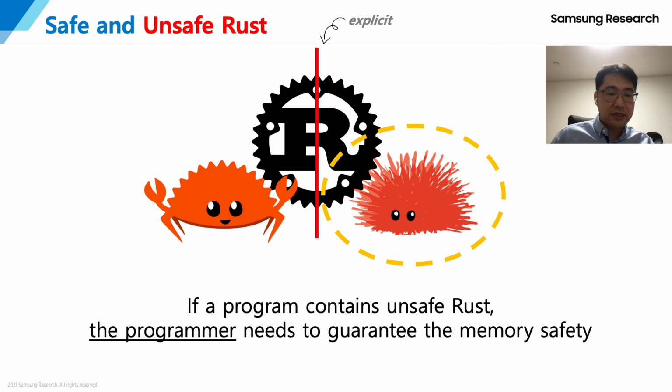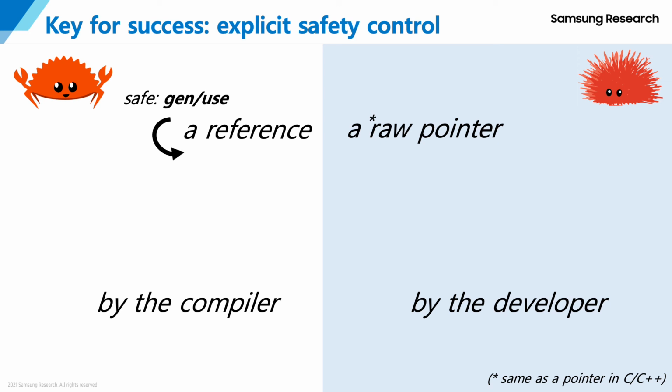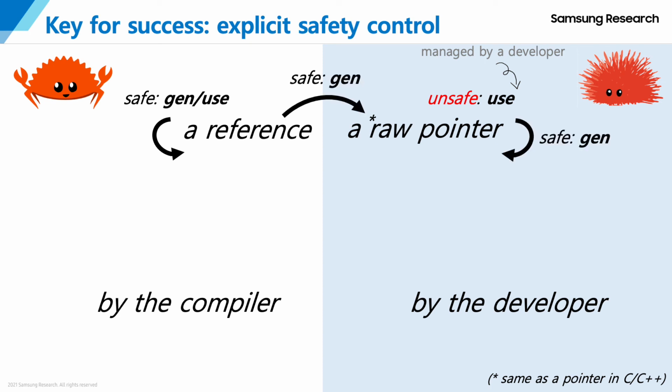What makes it unique about Rust is that the language draws a clear line between the safe and unsafe worlds. In the safe world, a reference exists only as an index to the storage, and the compiler guarantees its safety by managing its generation and uses at compilation time. In the unsafe world, there exists a concept of raw pointer, which developers should manage for memory safety. Interestingly, in Rust, it is considered safe to generate a raw pointer either by casting from a reference or through pointer arithmetic, because it's considered memory safe as long as it is not used. By using unsafe Rust, we can also generate references, but again, their safety should be assured by the developer.